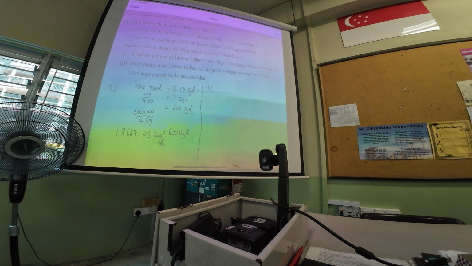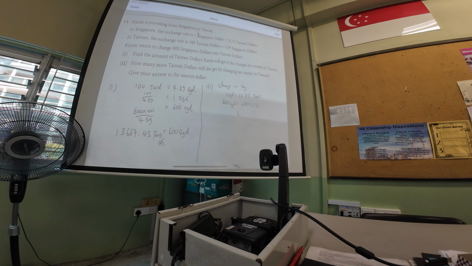Change in Singapore. In Singapore, we use the first line of exchange rate. 1 SGD equals 22.72 TWD. Now I have 600, I just multiply 600. Then if you have checked your answer key, you will find that it is 13632.